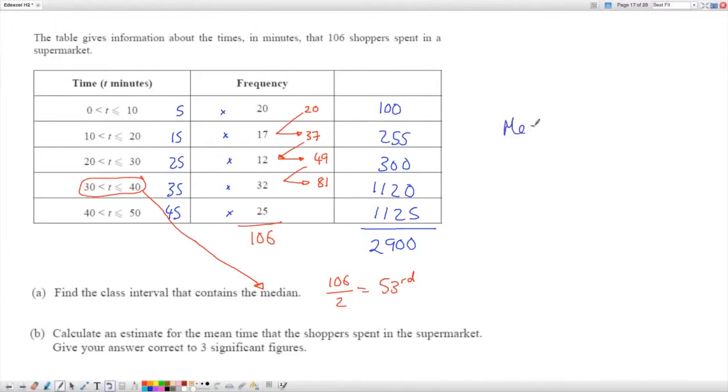So our mean now is our total of our midpoint times our frequency, divided by our total number of shoppers, 106. Putting that into a calculator, you're going to get a decimal, 27.35849059. 3 significant figures, counting 1, 2, 3. Draw your line. This number's a big number. Number in front grows up. 27.4 is an estimate of the mean for this grouped frequency data.